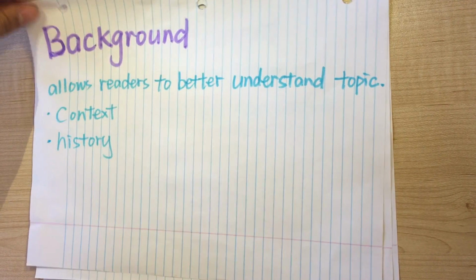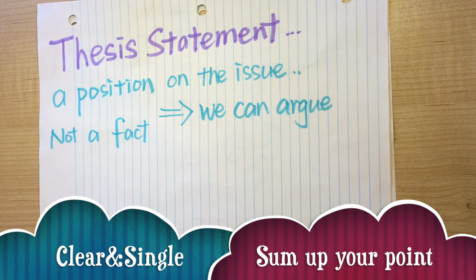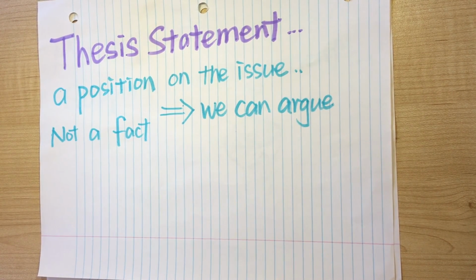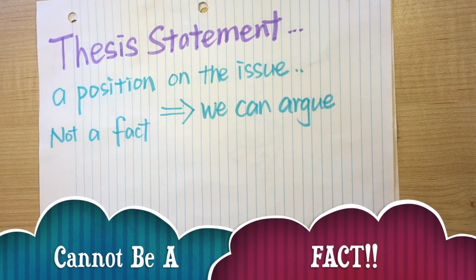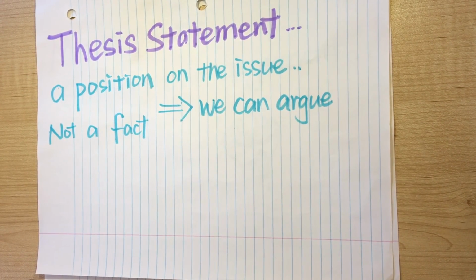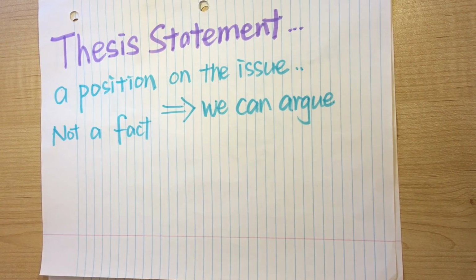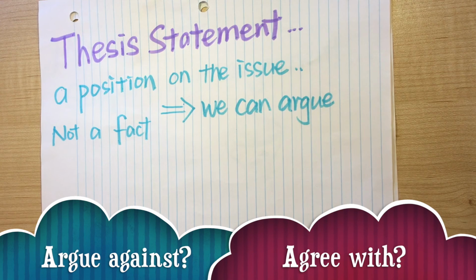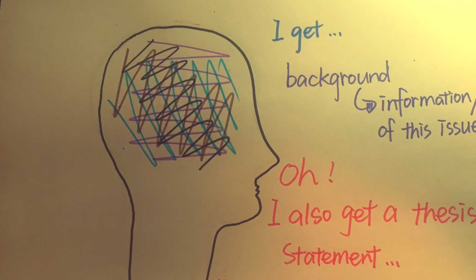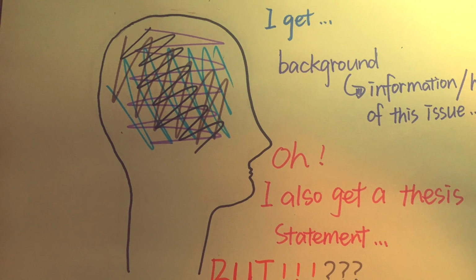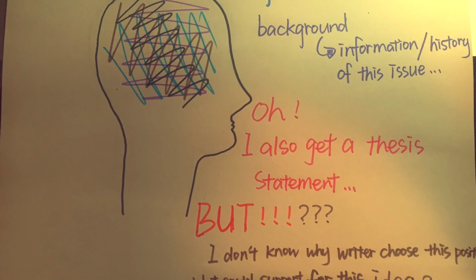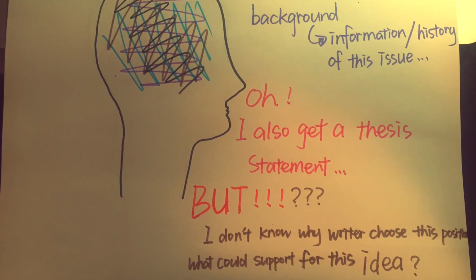Thesis statement is the main point of an essay. A clear and single sentence helps to sum up what point you are trying to make. However, it cannot be a fact. Also, a thesis statement should show the author's position on a particular issue. It can lead readers to argue against or agree with the author. For example, the government in China should ban smoking in public. This thesis statement is very powerful and clear in showing the position.